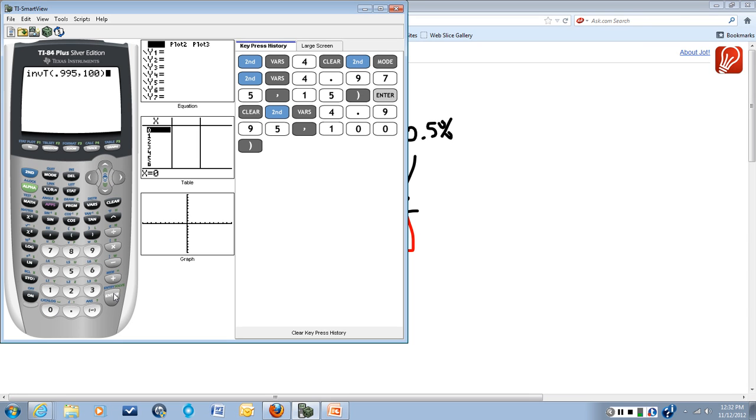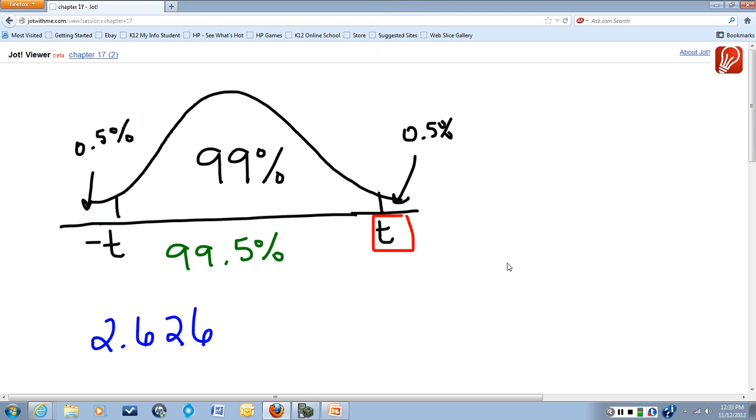And we will hit enter, and then we'll think for a minute for us. And we will get an answer that when we round it, we will get 2.626. So that is our answer. The critical value that corresponds to a confidence level of 99% is 2.626.